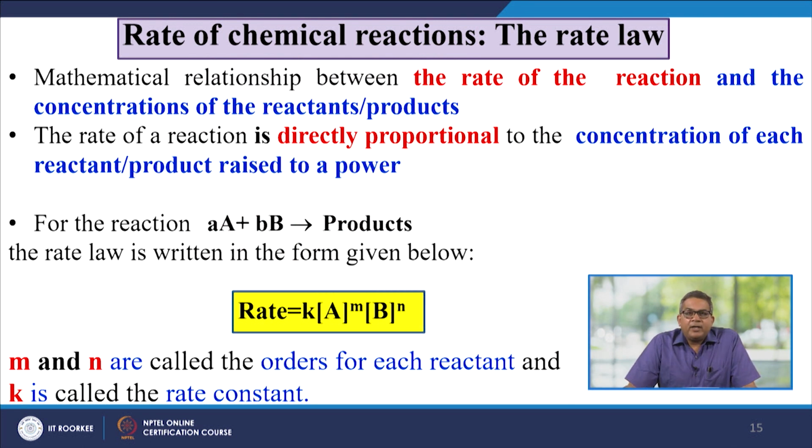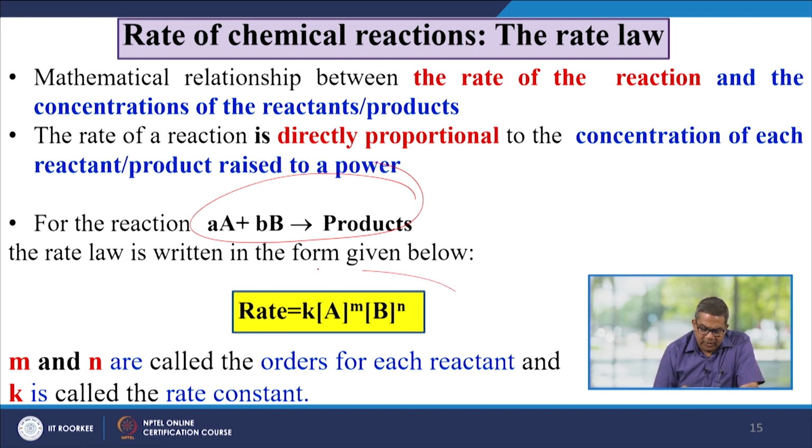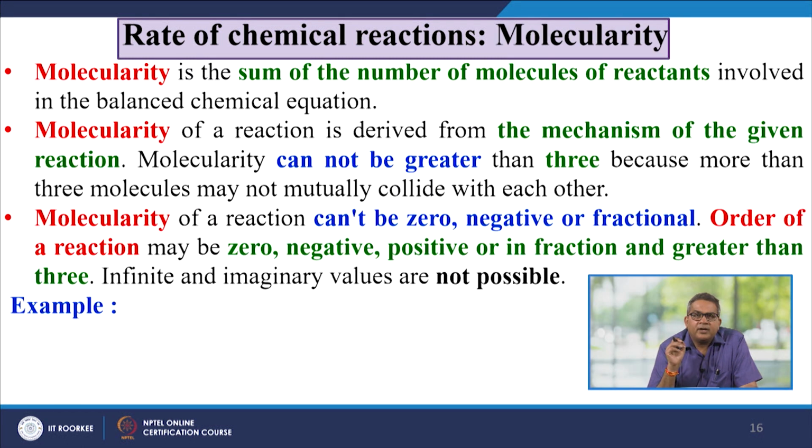Now let us talk about the rate law, the mathematical relationship between the rate of the reaction and the concentration of the reactant or product. So the rate of reaction is directly proportional to the concentration of each reactant or product raised to a power. Now for a generic reaction, A plus B is equal to product, the rate law can be written as rate is proportional to A to the power m and B to the power n. This can be represented as rate is equal to k, A to the power m, B to the power n. Now m and n are called the order of the reactant and k is called the rate constant.